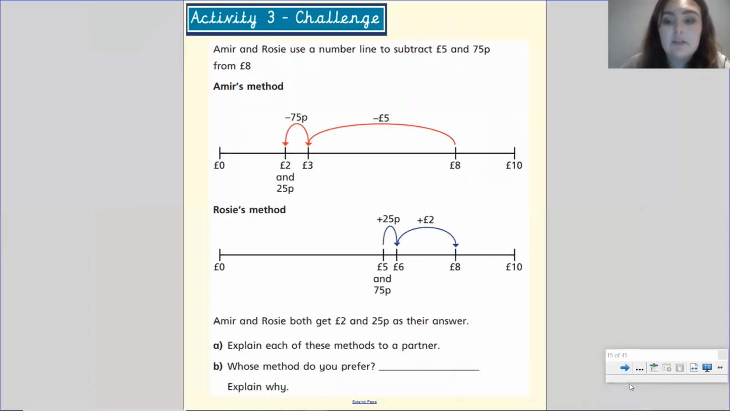Okay, activity 3, the challenge. Amir and Rosie use a number line to subtract £5.75 from £8. Here is Amir's method. Here is Rosie's method. Amir and Rosie both get £2.25 as their answer. Explain each of these methods to a partner. You can either explain it to somebody who's around and free to talk to you, or you can write it down. And then you need to tell me whose method you prefer and why.